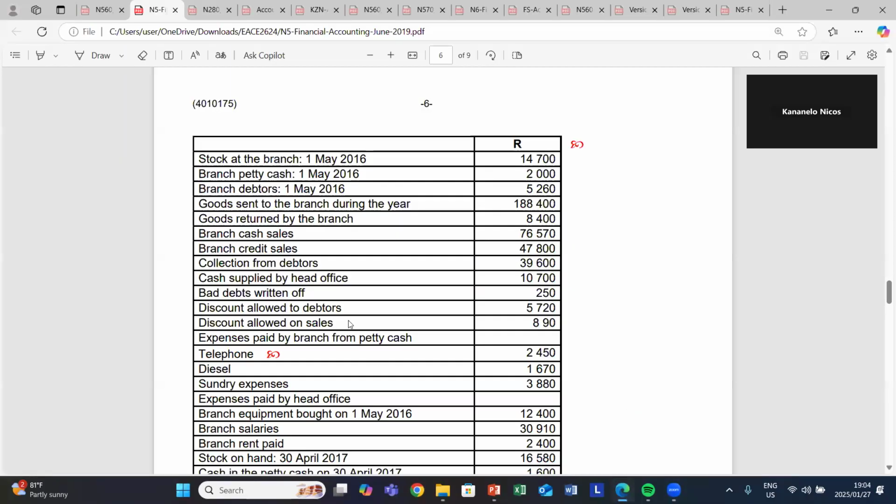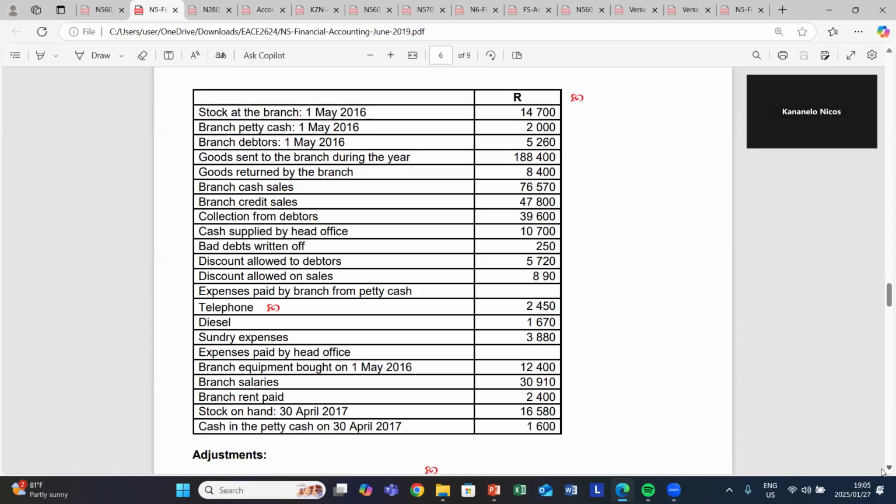And then they also give you a collection from debtors, which will affect your branch trade receivable. They also give you cash supplied. They also provided you with bad debts, and with two discounts. I think for discounts, let's close off with our discount and we'll come back to it. After that, they give you expenses, which you're not interested in.